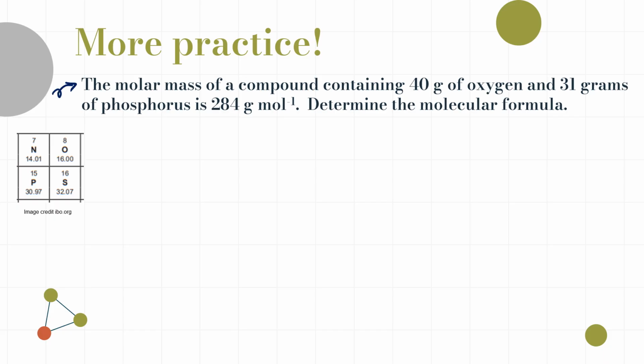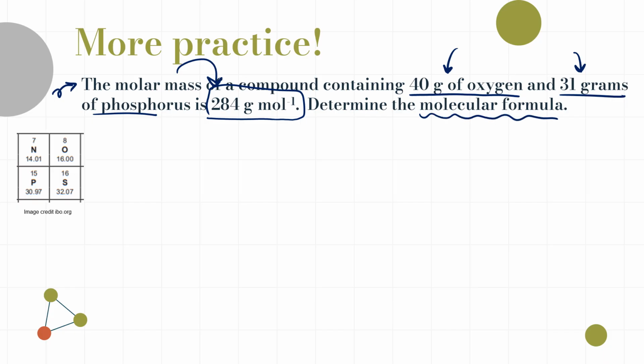Here we are given the molar mass of a compound that contains 40 grams of oxygen and 31 grams of phosphorus is 284 grams per mole. So we have the molar mass of the compound. We also have not percent composition, but mass composition of the compound. And then we're asked not to find the empirical formula, but the molecular formula. How many atoms of each element are actually in this compound?